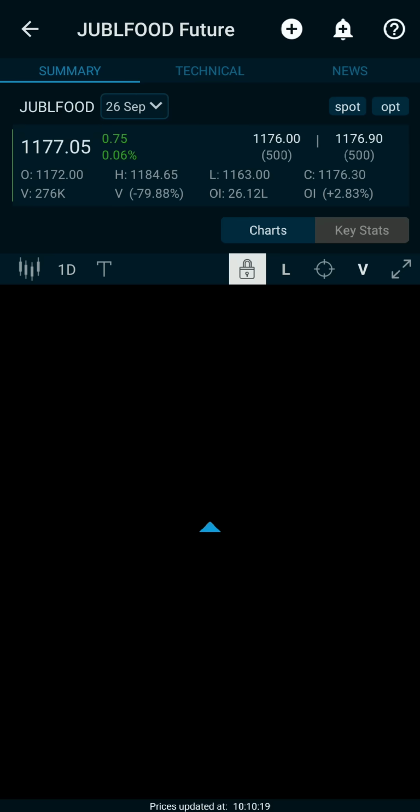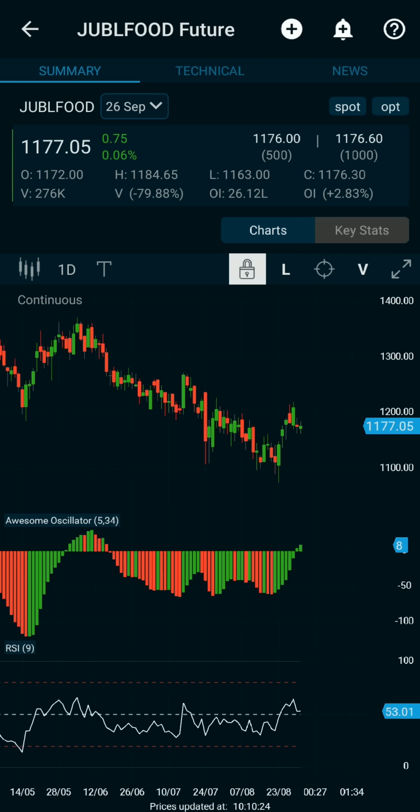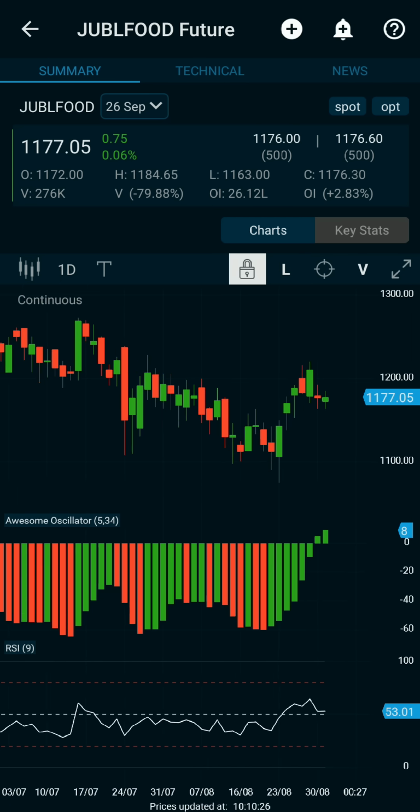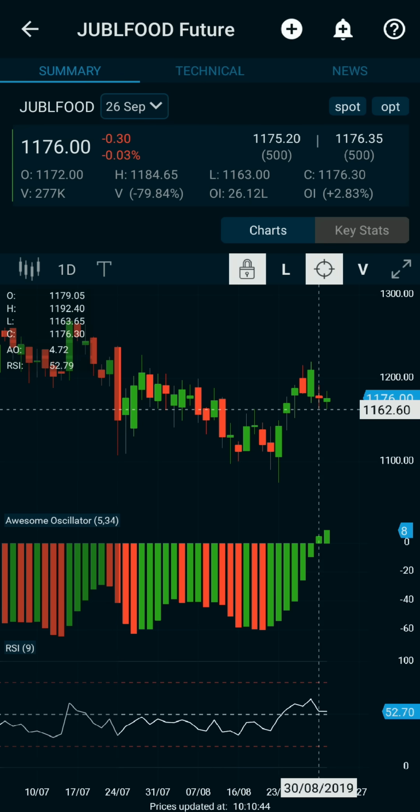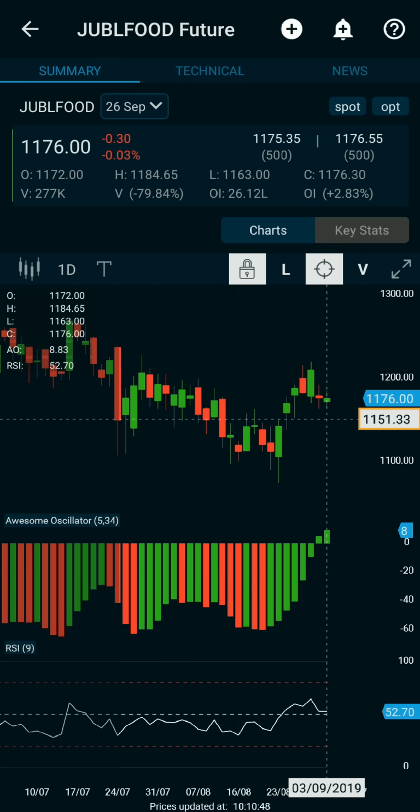The stock is in a downtrend on its daily chart, which seems to be reversing. The RSI also moving over 50 signals that as well. One can consider taking a long trade in the stock with a stop loss below 1151, below its recent swing low.